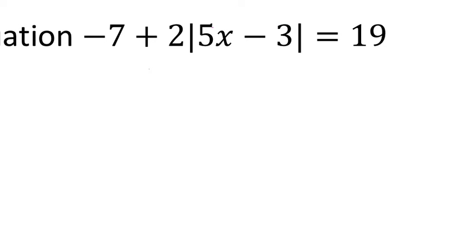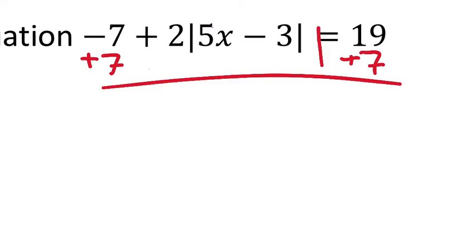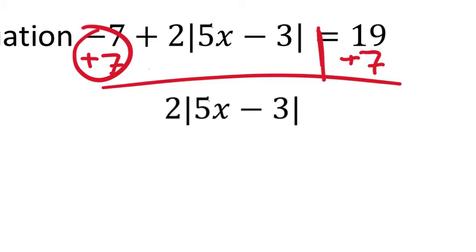But what we do want right now is to isolate that absolute value, so I want to get rid of that -7 by adding 7 to both sides. So that zeroes that out. Still got that +2 times the absolute value. What do we get? 19 plus 7 is 26 there. And now I will divide both sides by 2.